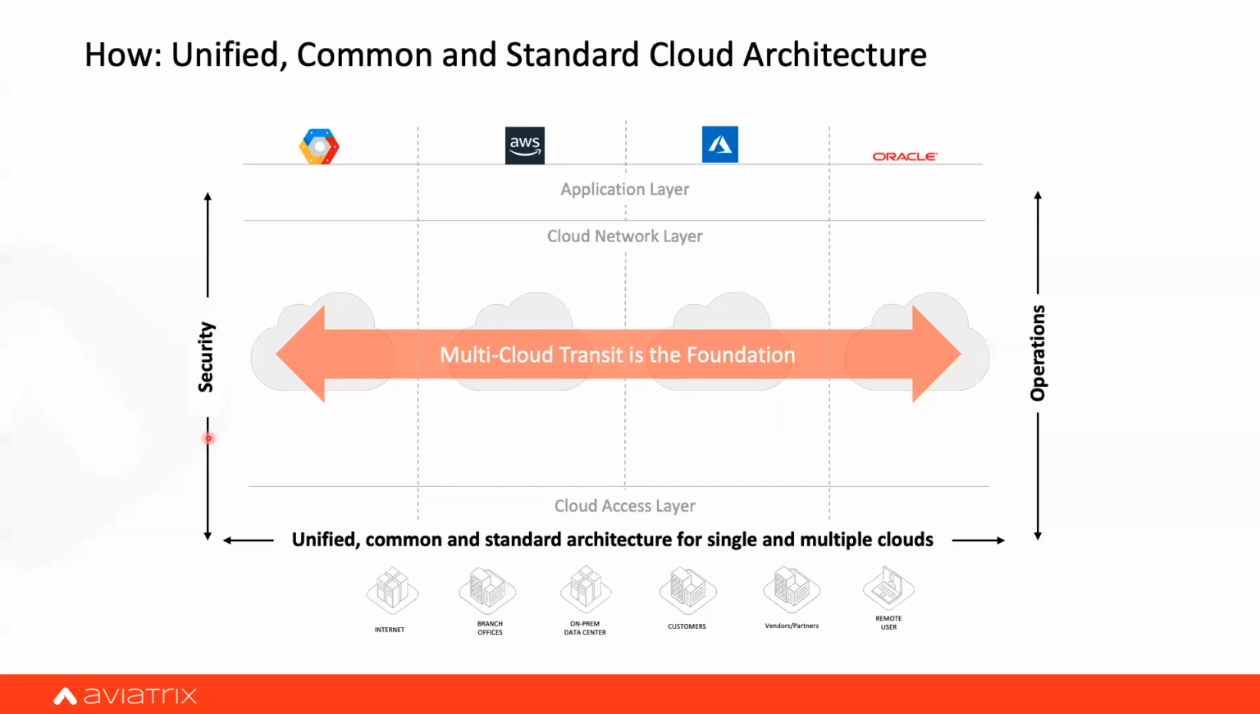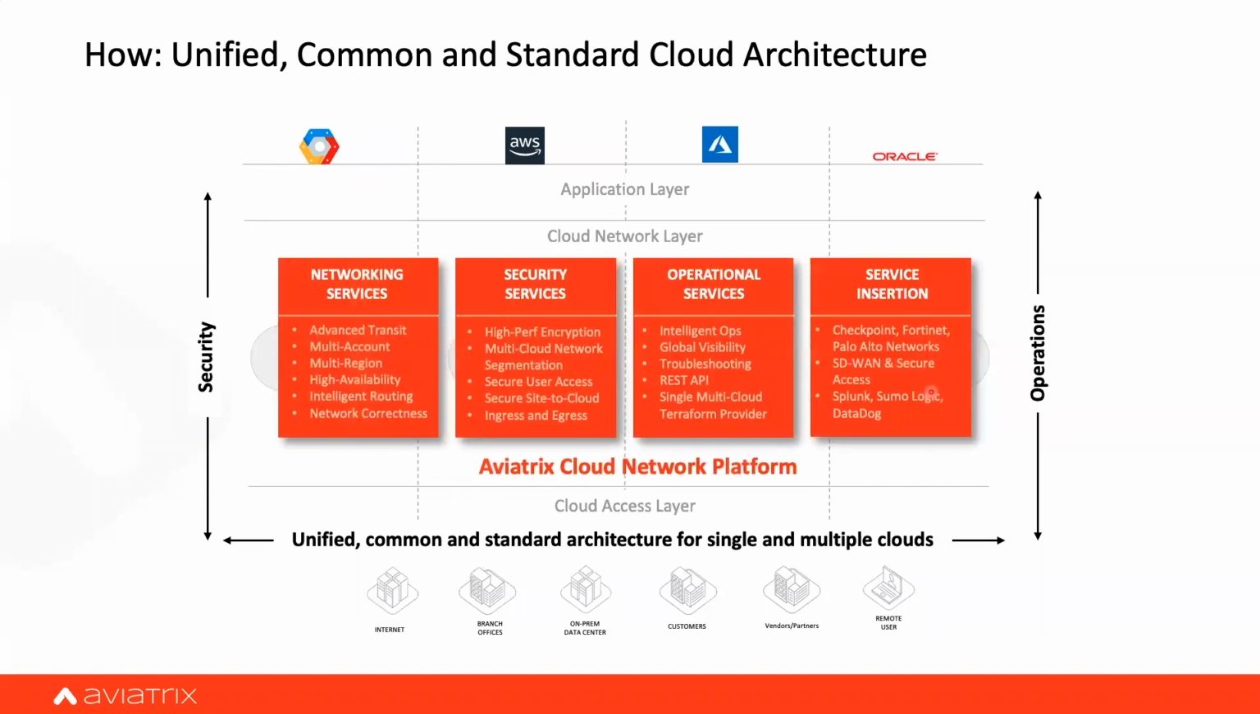And then on the left-hand side, you see security, and the right, you have operations. So these are the pillars that should cut across all these layers, because it's extremely important that the network that you're building is secure from all angles, and then you can manage and operate it.